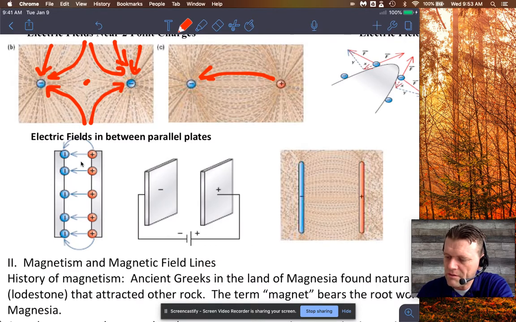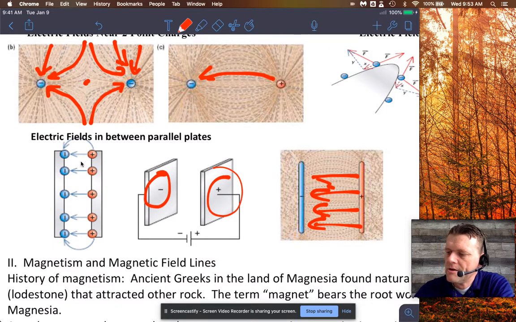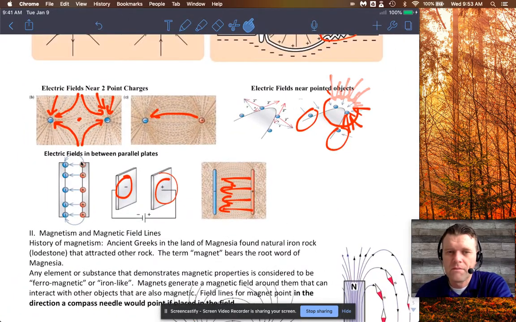So we get that easily by charging one plate negative and the other plate positive, like that shows here, and this other one shows it as well, positive to negative. So uniform electric field is really useful. We can actually use that to help us understand the nature of other charges. So that's basically it for electric fields.